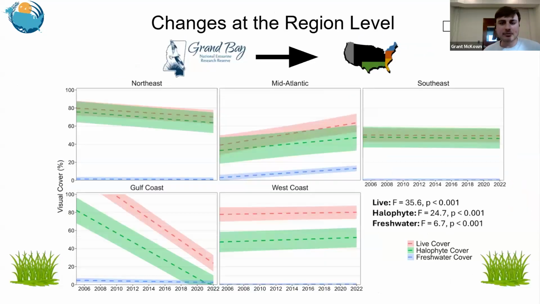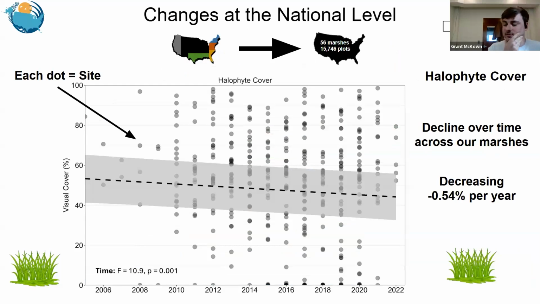Looking at the region level, and I'm going to talk about this more in depth later on in the talk, I just want to highlight this graph where the y-axis is visual cover and the x-axis is time, where each color is a different vegetation metric, just to show how different ones are changing. And I just really want to highlight that the Northeast and the Gulf Coast are losing a substantial amount of live cover, which is in the red, and halophyte cover in the green. I also want to highlight that the Mid-Atlantic is actually gaining vegetation cover in respect to live and halophyte cover.